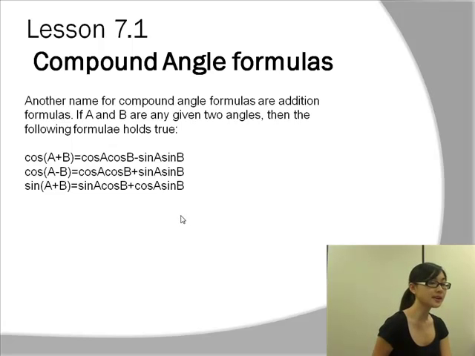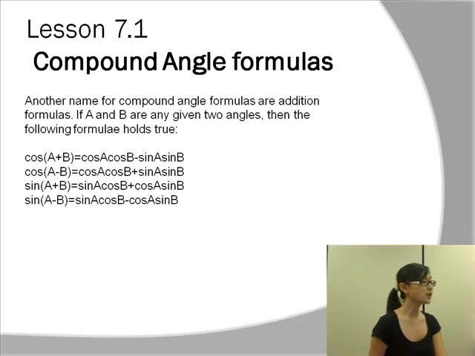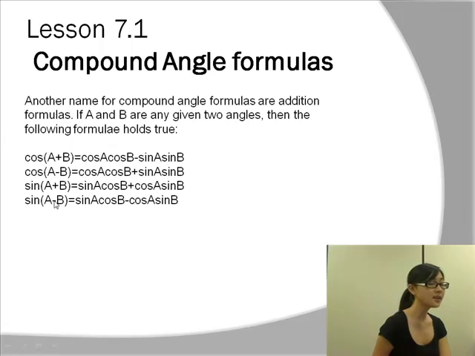Sin of A plus B equals sin A times cos B plus cos A times sin B. Sin of A minus B equals sin A times cos B minus cos A times sin B. So in the case of sine, if we have addition on the left side of the equation, then on the right side of the equation we also have addition. If we have subtraction on the left side, on the right side we'll also have subtraction. So the signs are not reversed.